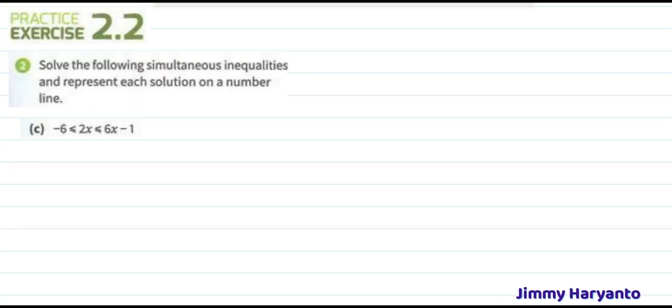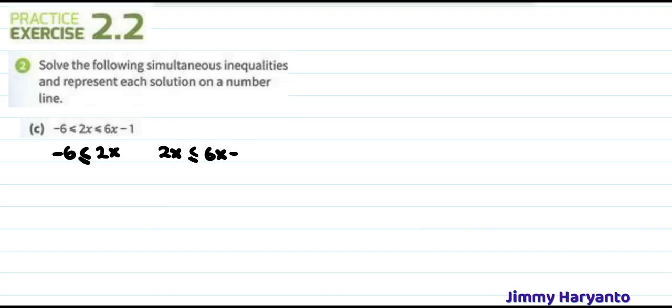Okay, next is this one. I will separate it first. Negative 6 less than or equal to 2x, and then this one is 2x less than or equal to 6x minus 1. I will move the 2x to the left hand side. You will have negative 2x, and then less than or equal to, move the 6 to the right hand side.